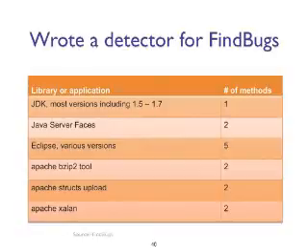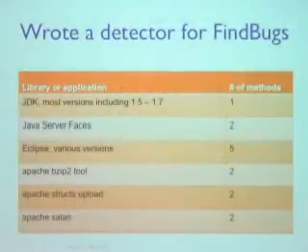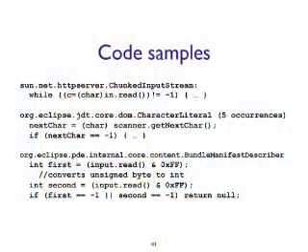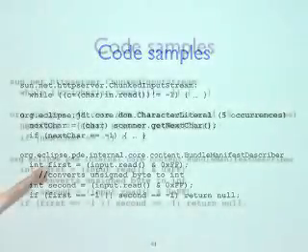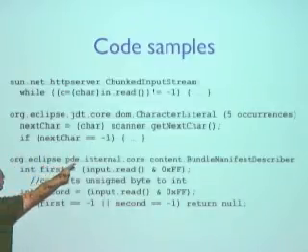We found one instance in the JDK, Java Server Faces 2, various versions of Eclipse 5, Apache VZip Tool 2, Apache Struts Upload 2, Apache Elan 2. Here are some of the examples. It occurs where we read and immediately cast it to a char. Once again, we get next character.